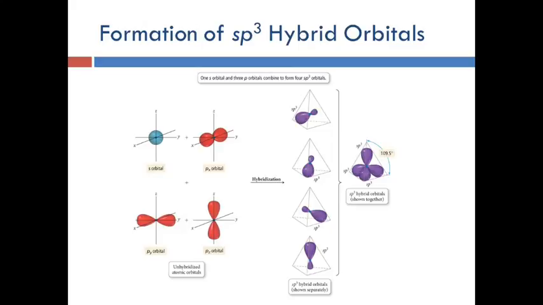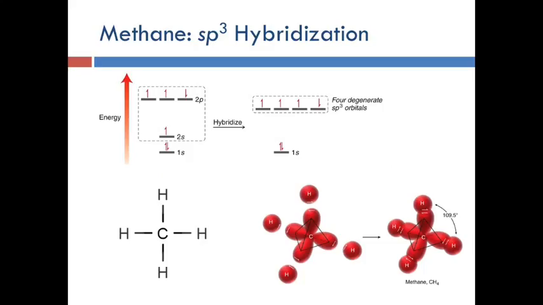sp3, same idea, 1 s, 3 p's. Now we get 4 orbitals because we started with 4, and these are going to make a tetrahedron. This is what happens in methane.